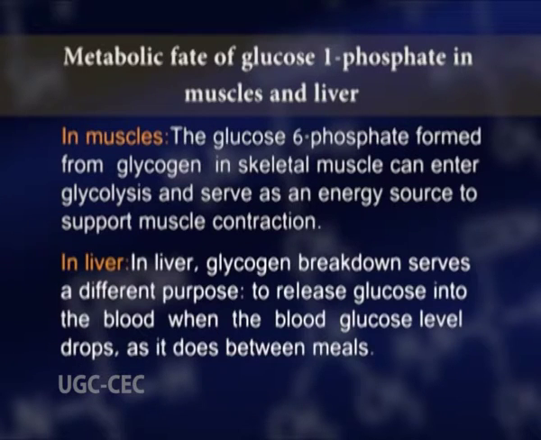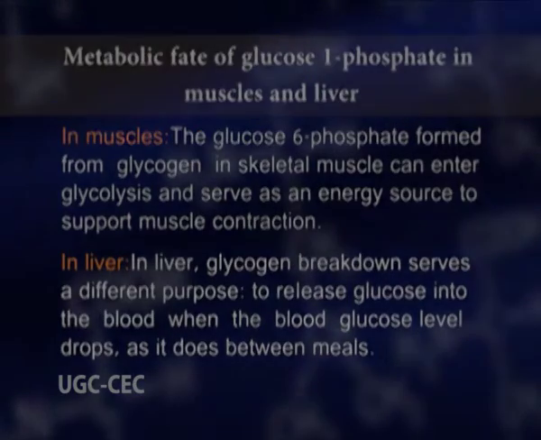In liver, glycogen breakdown serves a different purpose: to release glucose into the blood when the blood glucose level drops, as it does between meals. The phosphate group of glucose 6-phosphate is removed by the enzyme glucose 6-phosphatase, which is present in liver and kidney but not in other tissues. The free glucose exits the cell via GLUT2 facilitated diffusion channels in the hepatocyte membrane.